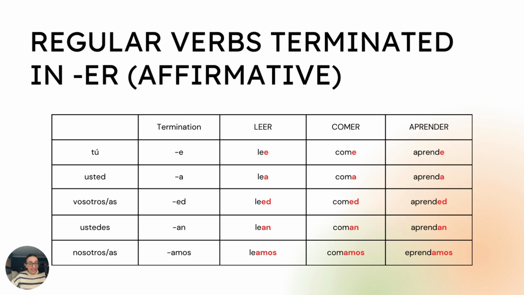Vosotros, vosotras, comed. Ustedes, coman. Nosotros, nosotras, comamos. And then we have aprender, which is to learn. You learn. Aprende. Usted aprenda. Vosotros o vosotras aprended. Ustedes aprendan. Y nosotros o nosotras aprendamos.